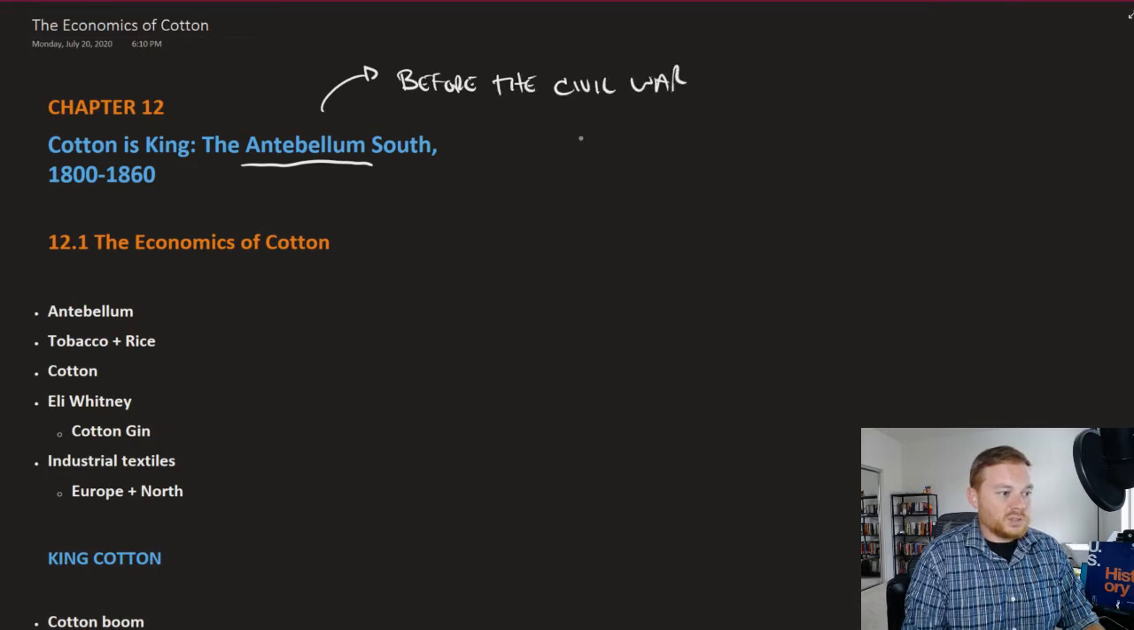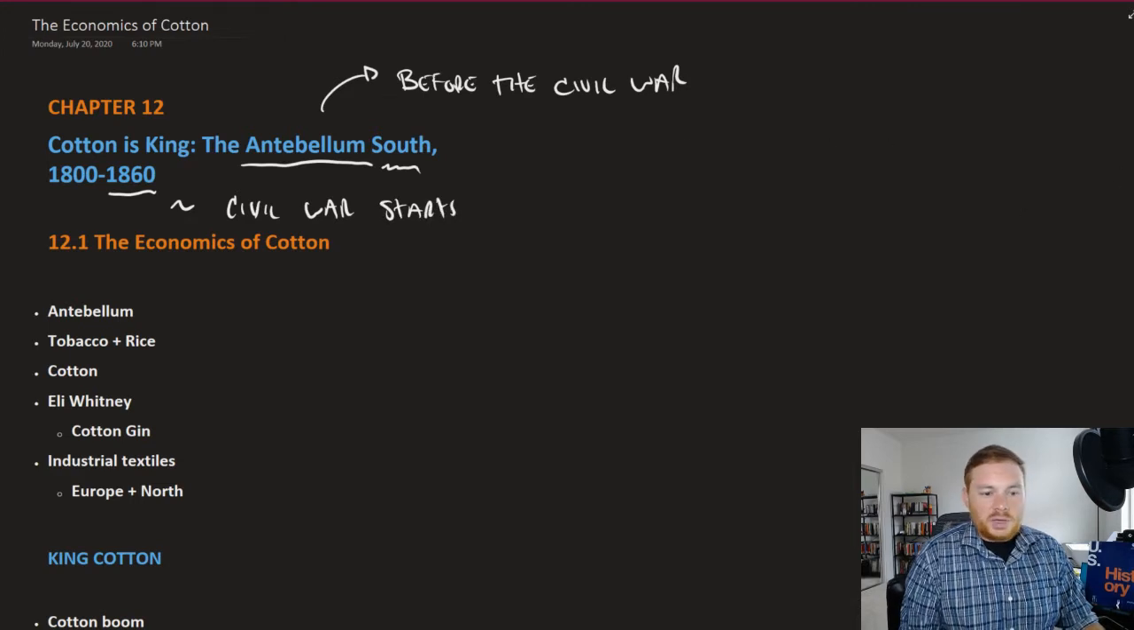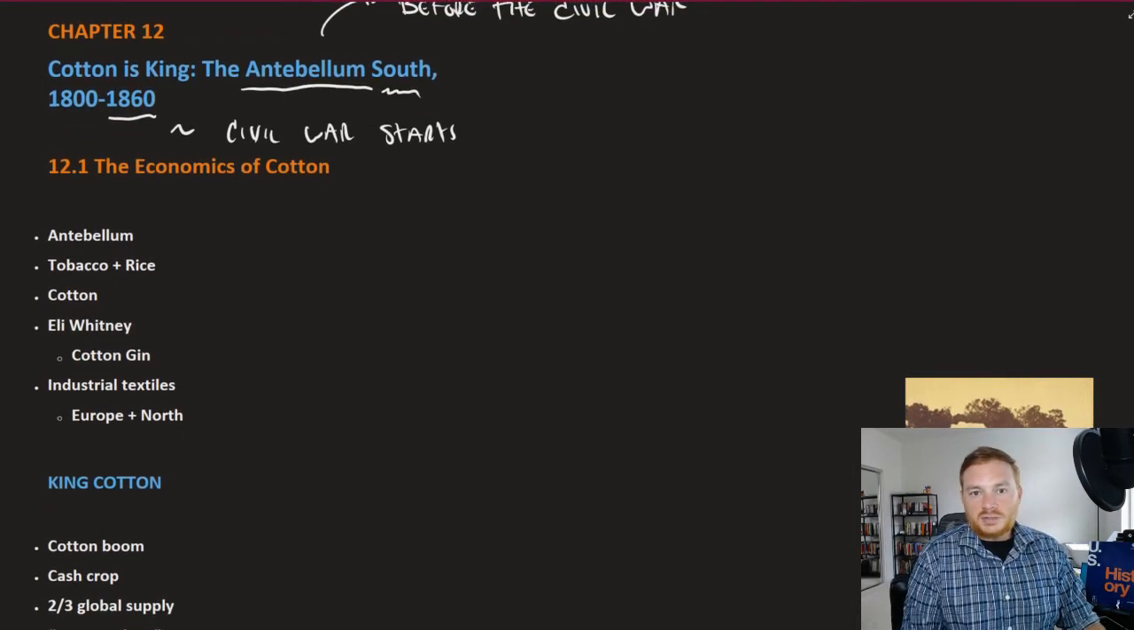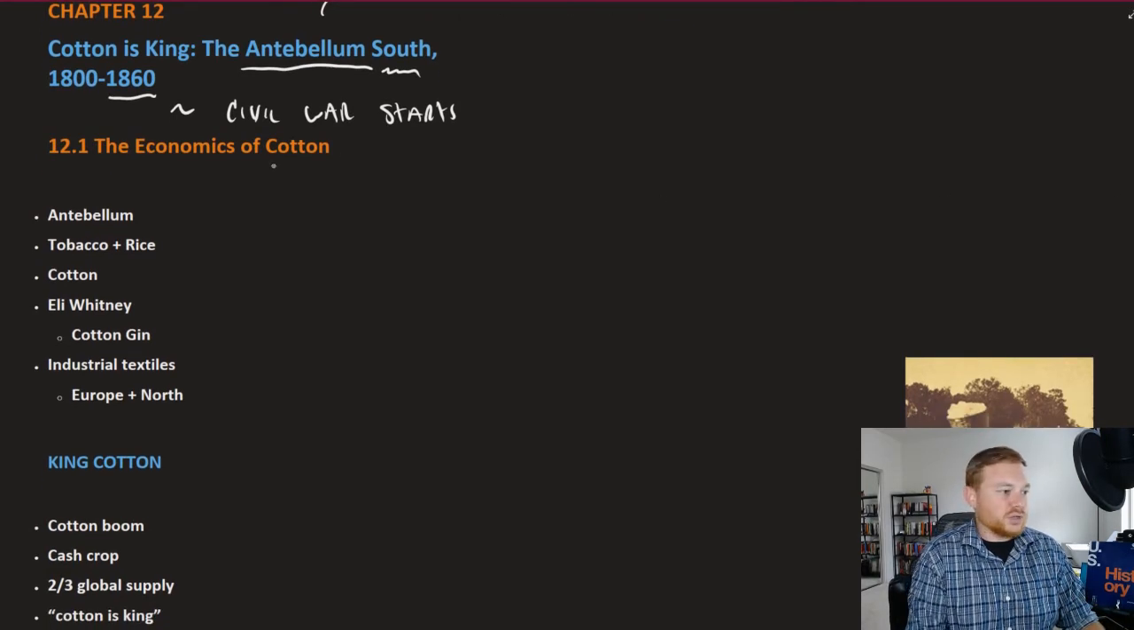And so we'll be looking specifically at the South in the years prior to the Civil War, 1860 being approximately when the Civil War begins or starts, right? So we'll be using that. And one of the major transformations taking place in the Southern United States leading up to the Civil War was the introduction of cotton. So once again, we have this term antebellum, if you're not familiar.